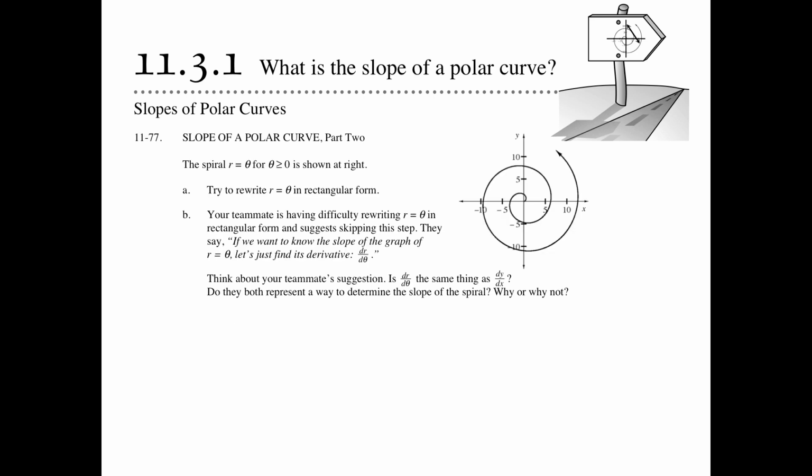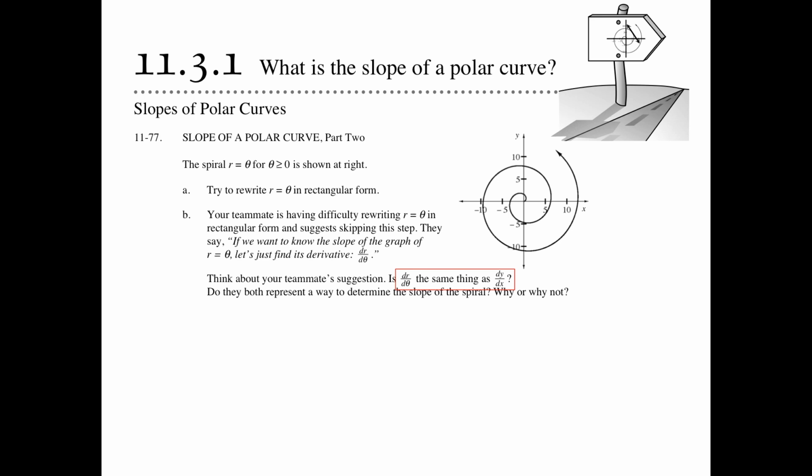Before we analyze a possible way to find the slope of tangent lines to a polar curve, problem 11-77 addresses a common misconception that students often make when dealing with polar curves. Namely, students often mistake the derivative dr over d theta with the slope of tangent lines. Part B addresses this issue explicitly. It challenges teams to explain the difference between dr over d theta and dy over dx. This is a very important distinction for all students to make, so as you circulate, be sure to check in with every team and discuss how they answered Part B.